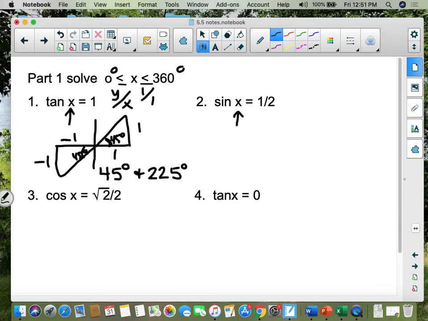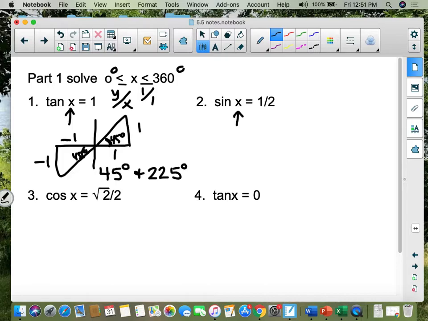I found the two angles that make it 1. Basically, this is all we're doing. But for a lot of people, they struggle with this. They'd rather do it the other way, where they give you the angle and you find the side. It's easier to do it that way.